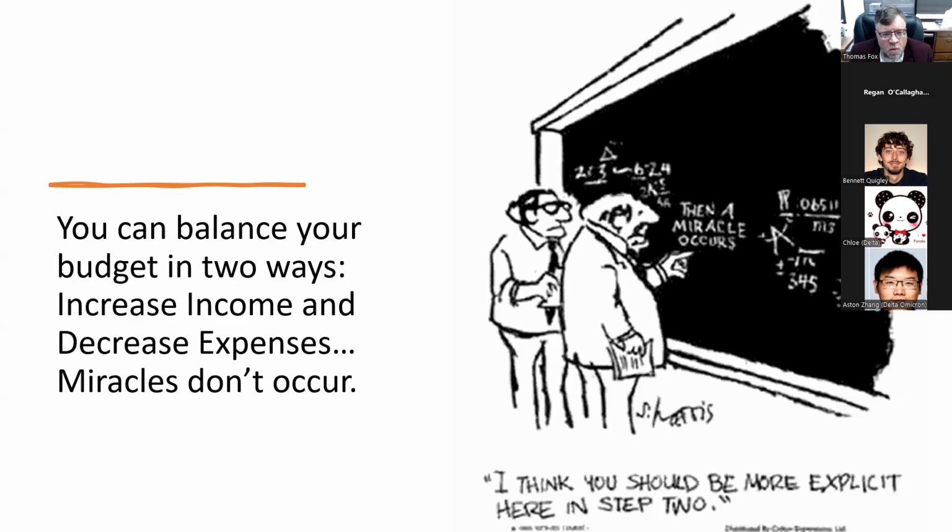Like I talked about before, you can balance your budget in two ways: increase income and decrease expenses. Do not accept an unbalanced budget. When you go through this process, it's much better to have a surplus, but make sure at the very least you are breaking even. And don't expect a miracle to occur. Like, well, we usually have 10 new members every year, but this year we're going to plan on 30 and we're going to charge them a little more, and that's what's going to balance the budget. Don't plan on miracles.